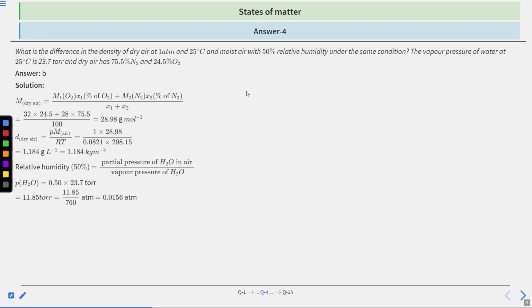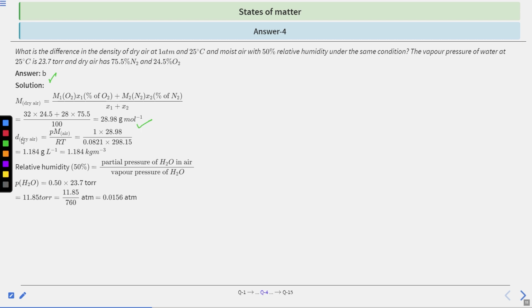Okay, so the correct answer is option number B. So how do we find this out? The molar mass of dry air will be M1 of O2 into X1, that is mole fraction or percentage of O2, plus M2 into X2 for N2, divided by total percentage X1 plus X2. Putting the values in this equation, we calculated the molar mass for dry air to be 28.98 gram per mole.